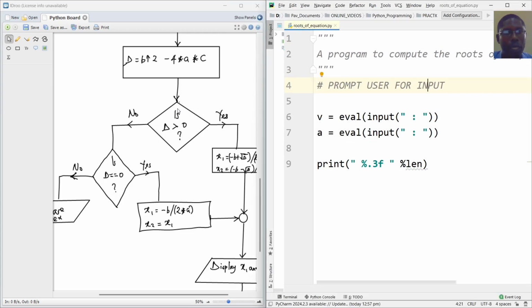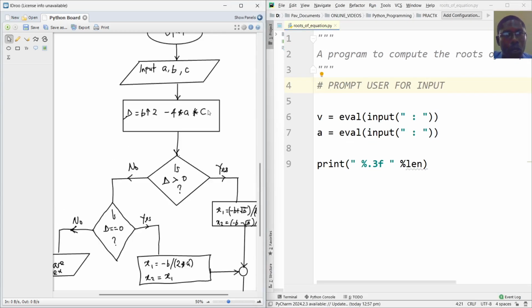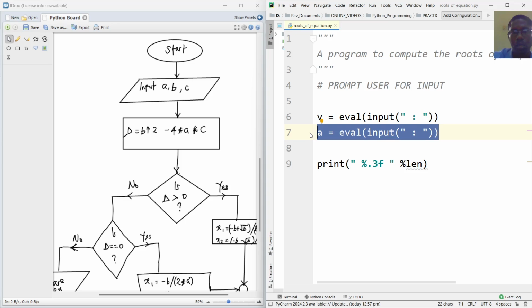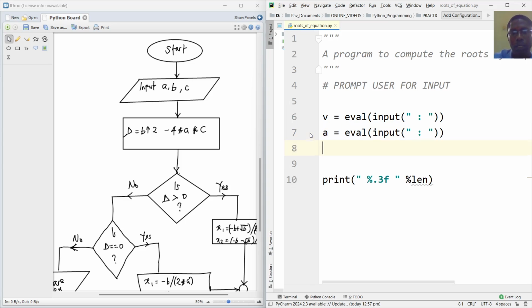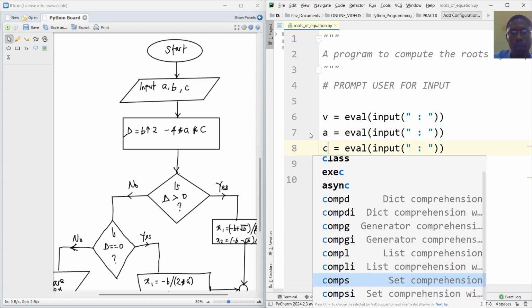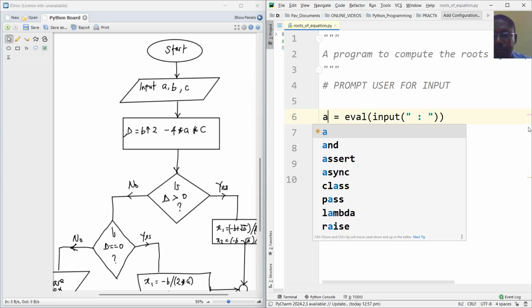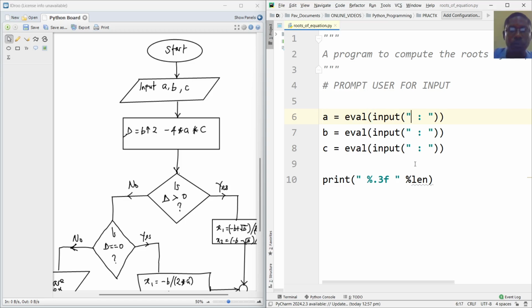And what are the inputs? We need to input A, B, C. So I just need one more of this, my input command. Then I have to change this to, this will be C. Sorry, it has to be lower case c. Then this is going to be the B term, then this is going to be an A.